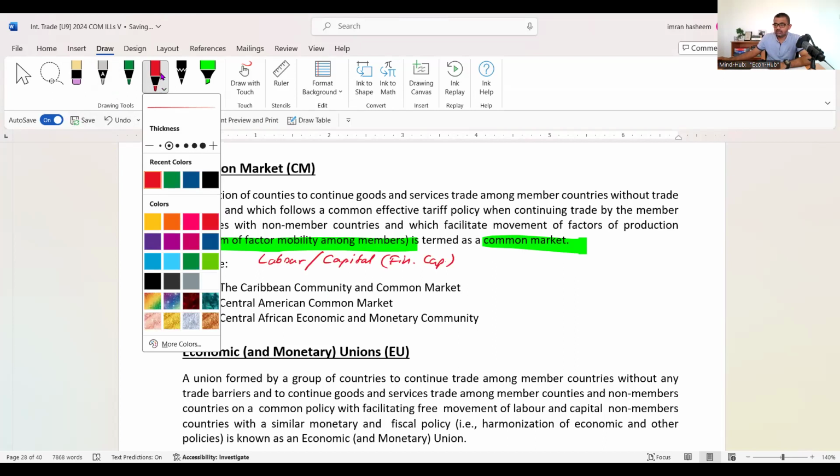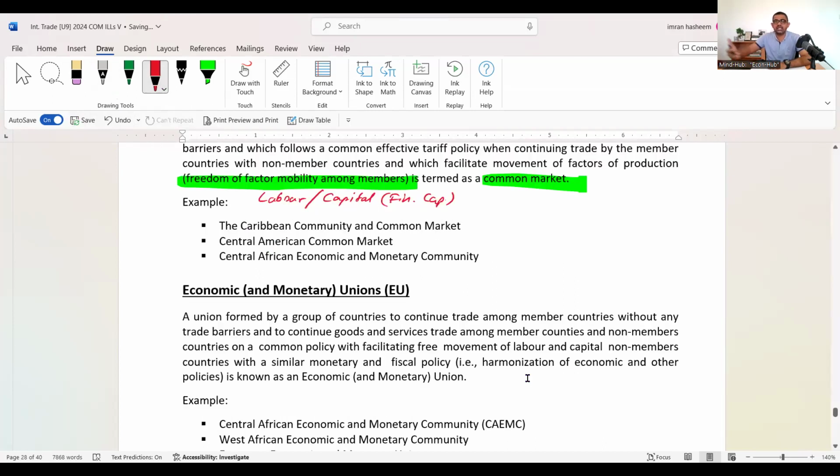Any questions you guys can ask quickly? Then we go to the next level of integration, economic union, sometimes known as monetary union. I would say both economic and monetary union. I prefer that phrase. EU here is for economic union, and a good example for economic union is also the EU, European Union.